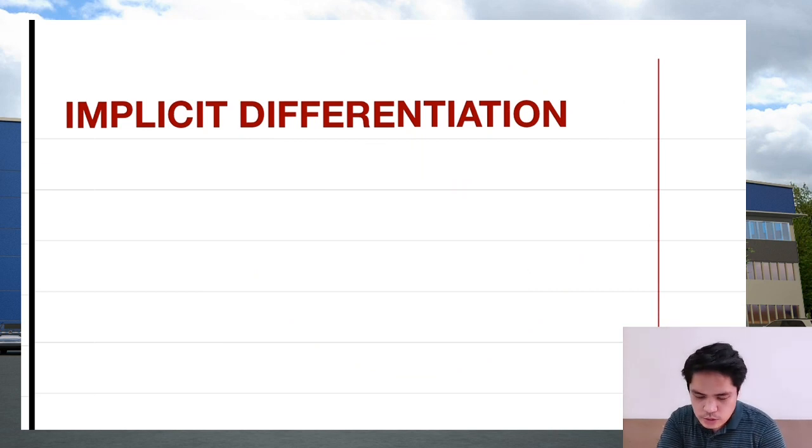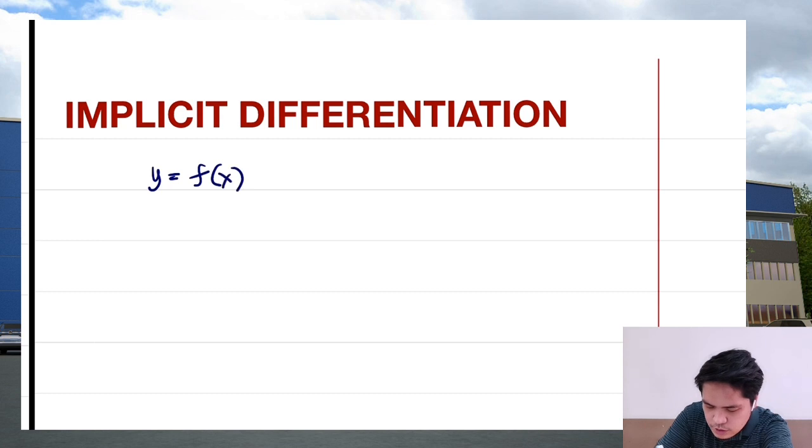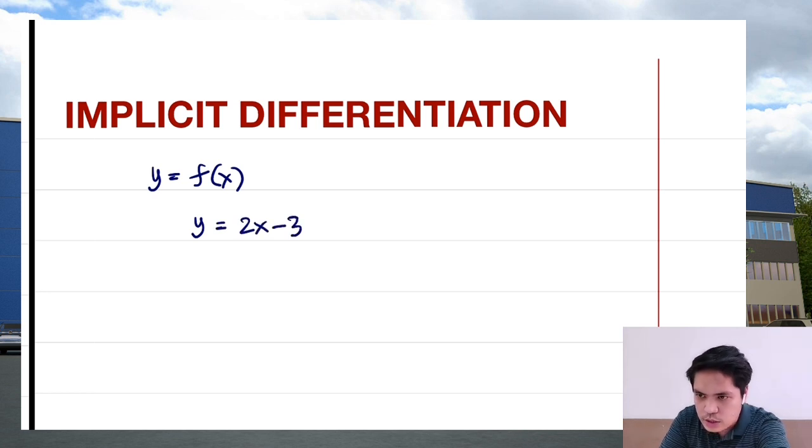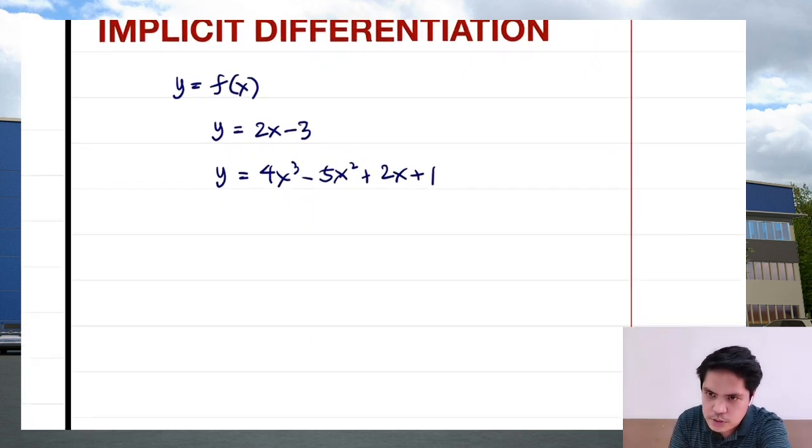Let us now begin our lesson about implicit differentiation. In the previous lessons, we've been defining functions explicitly, in the form y equals f of x, or y equal to a function of x. For example, y is equal to 2x minus 3. That's an explicit function, where the value of y is explicitly expressed as a function of x. It can also be y equal to, let's say, 4x cubed minus 5x squared plus 2x plus 1. That is still an explicit form.